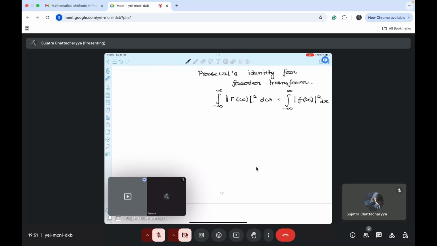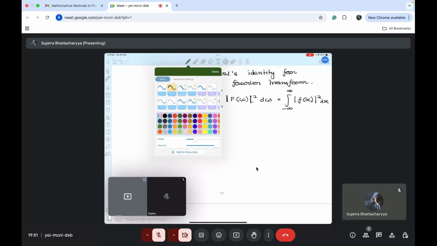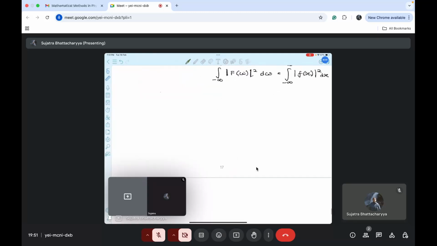So at last, let us just do one question and finish. Let's do a question on the Fourier sine transform. f(x) is equal to e to the power minus a x when x is greater than or equal to 0. Find the Fourier sine transform.